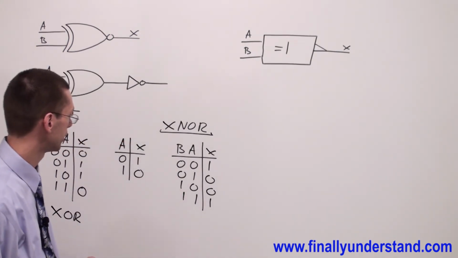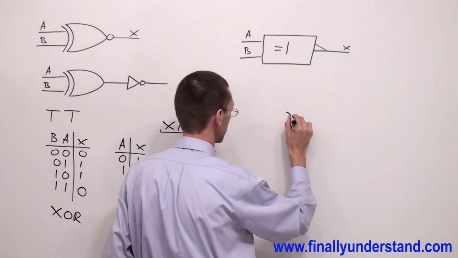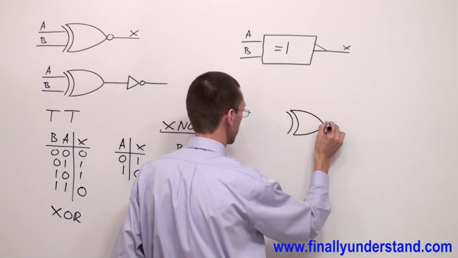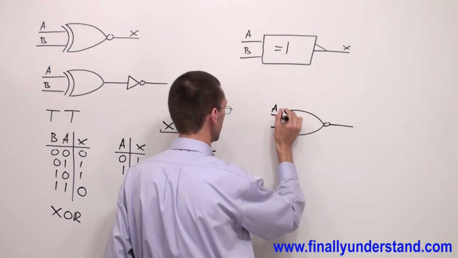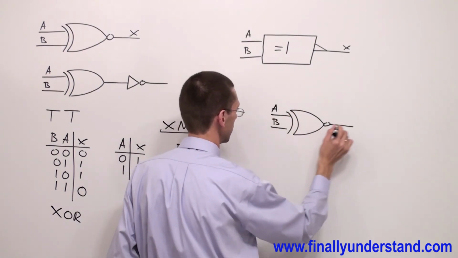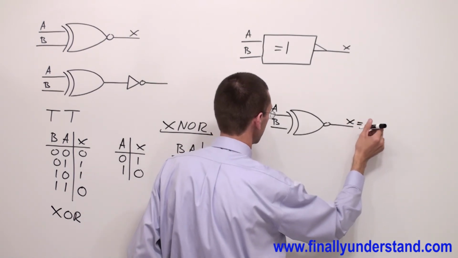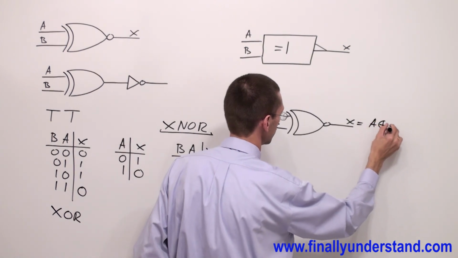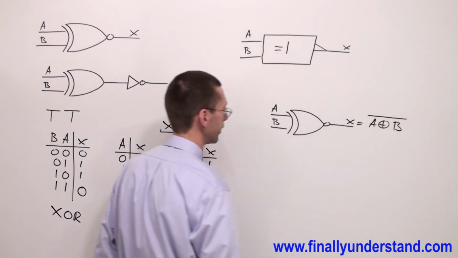If it comes to the logic expression, for the exclusive NOR gate, we are going to have inputs A, B, for example, and this is output. And logic expression is A, exclusive OR, B, not.